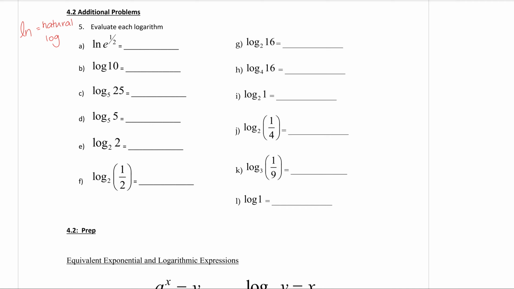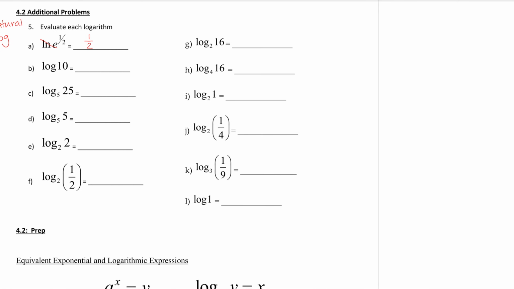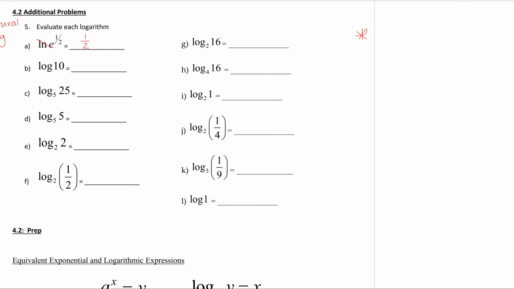And natural log is canceled out by e. Okay, so really what happens is I go, okay, ln is canceled out by e, so my answer is 1/2. So I'm going to make a little note over here to the side. All right, and this is for problem A. I know that natural log, or ln, is canceled out by e.